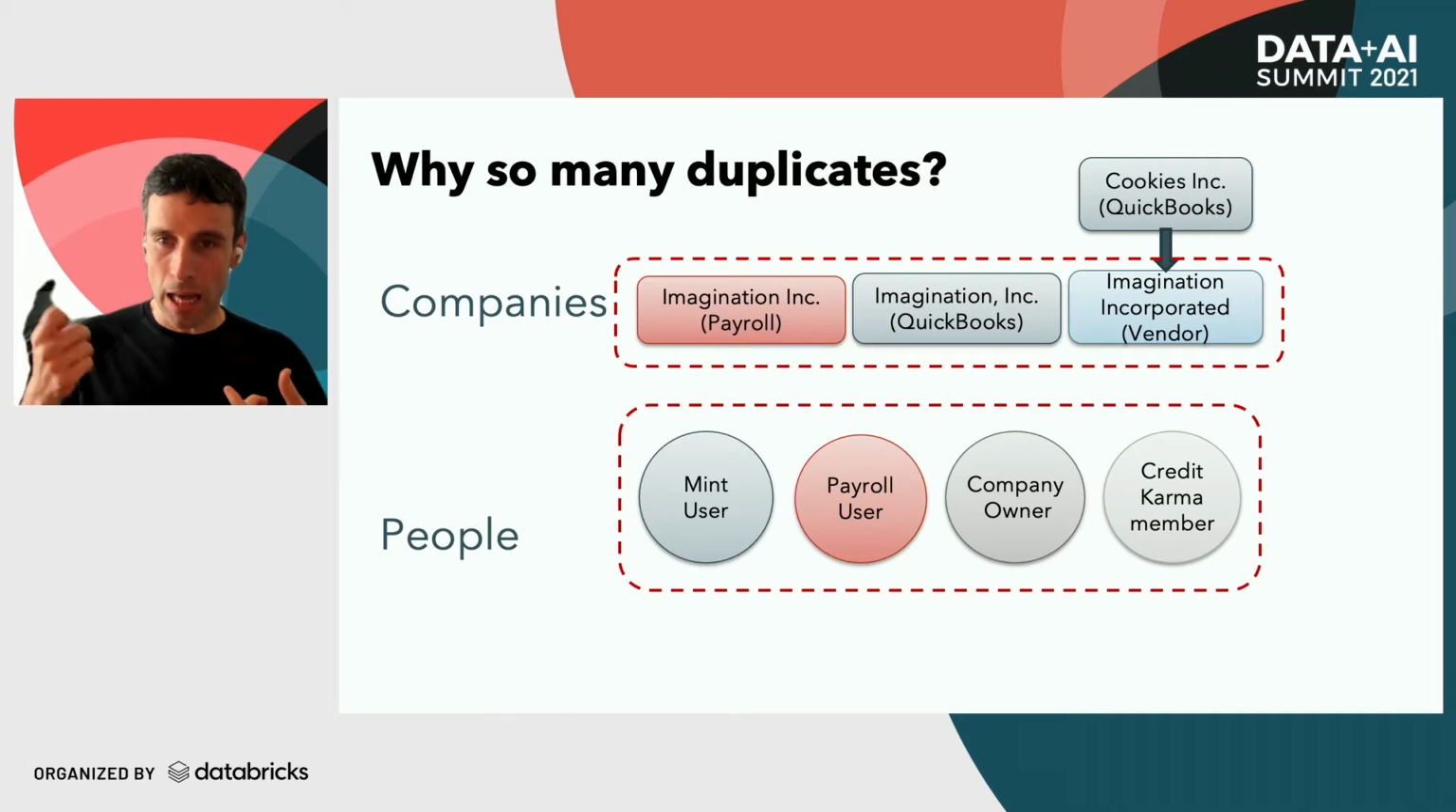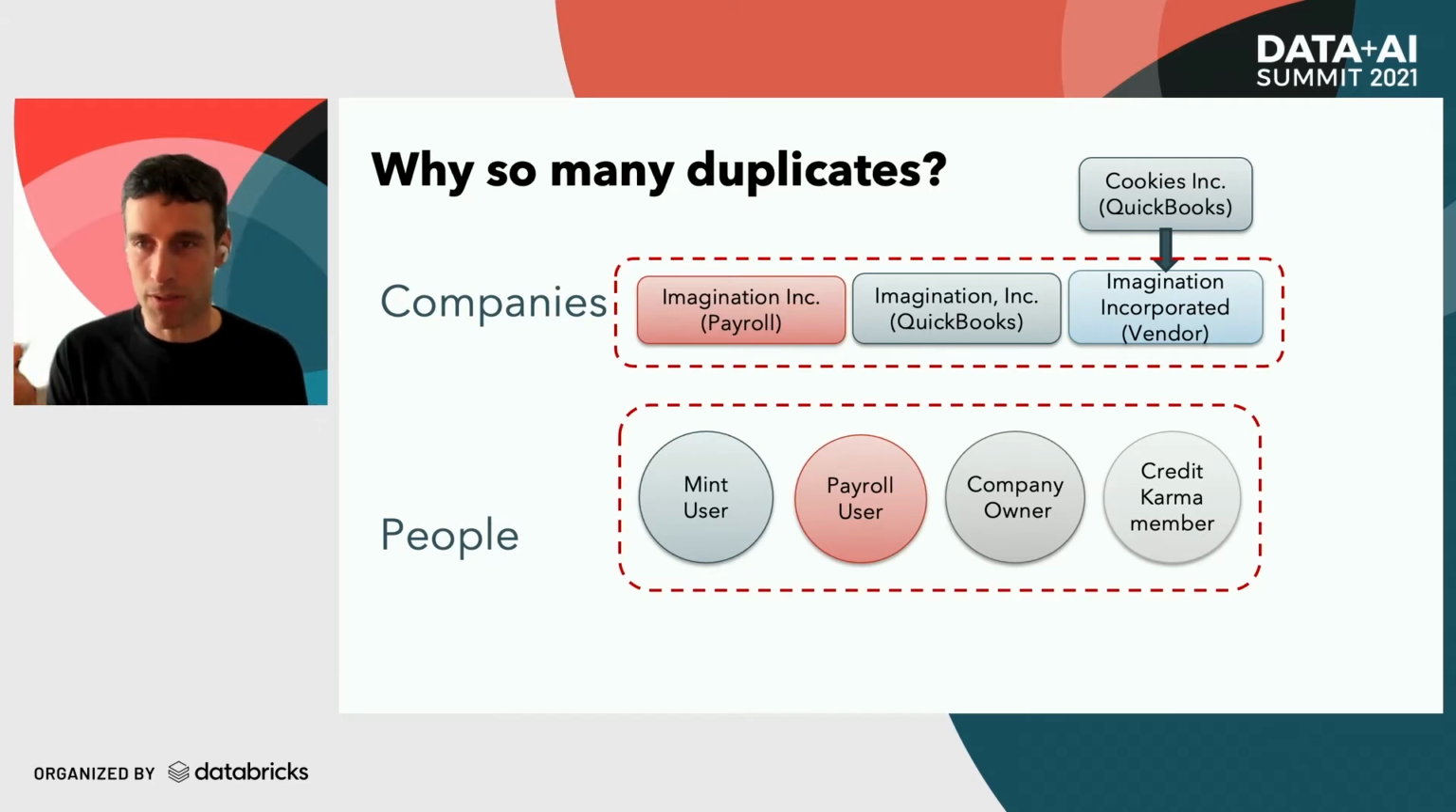And then a different version of Imagination Incorporated is actually a vendor to another company called Cookies Inc., which is one of our customers. So the same Imagination Incorporated can appear in multiple ways in multiple systems for perfectly reasonable reasons, and we can't necessarily connect them directly through just database IDs, the way you would ideally be able to do something like that.